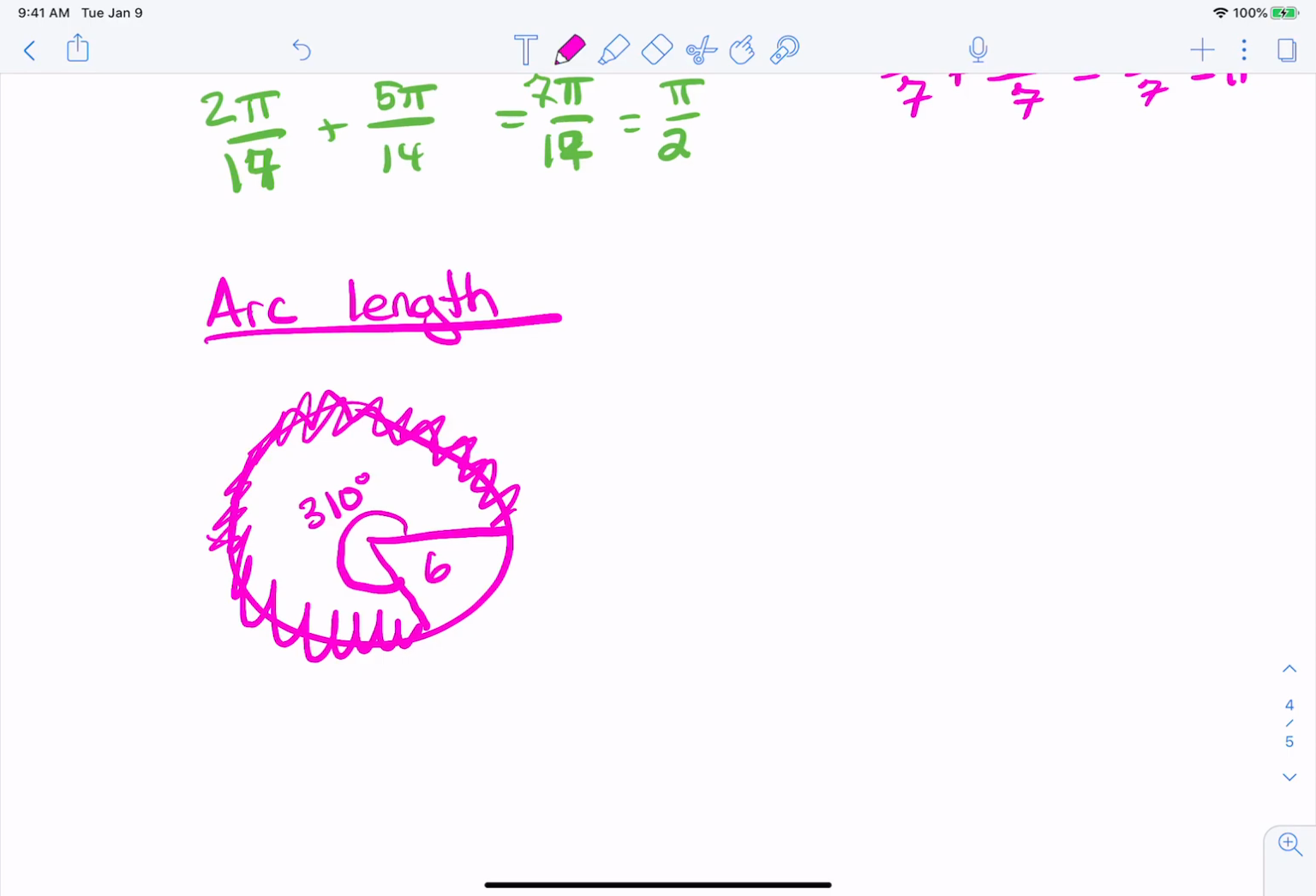I start by finding the overall circumference. Overall circumference would be 2 pi r. So that would be 2 pi times 6, or 12 pi. But I only want 310 degrees. I don't want the whole thing. So I take that times 310 over 360. And that comes out to be something, I don't know, something less than 12 pi.